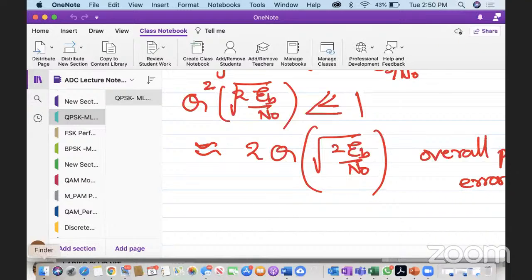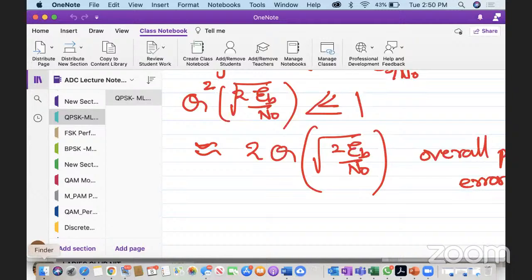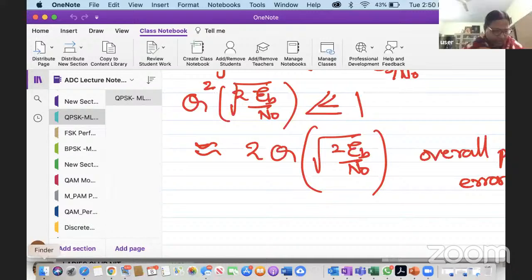Yes, madam. At the same time, madam, one more participant requested, could you please suggest any standard textbook for understanding OFDM? Understanding OFDM, a standard textbook, yes.